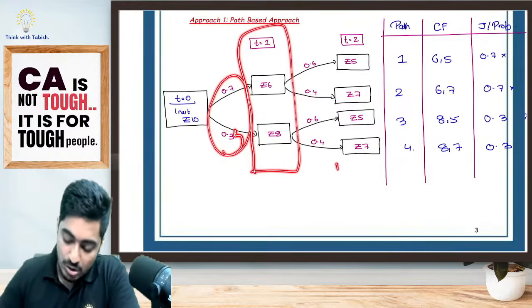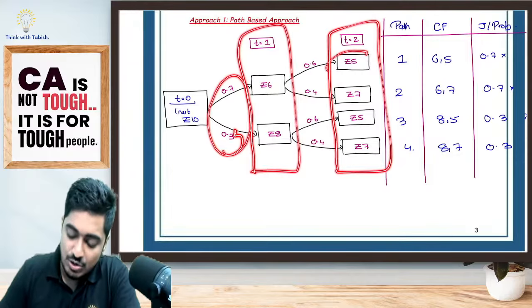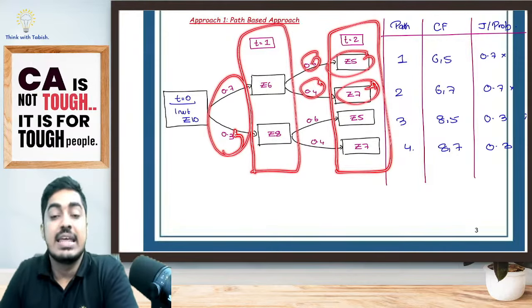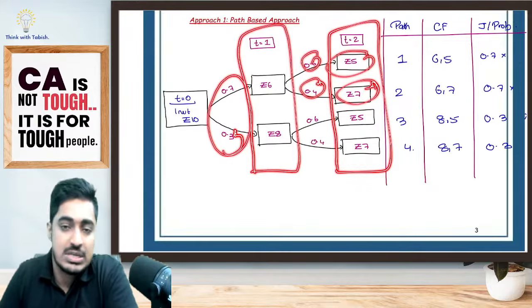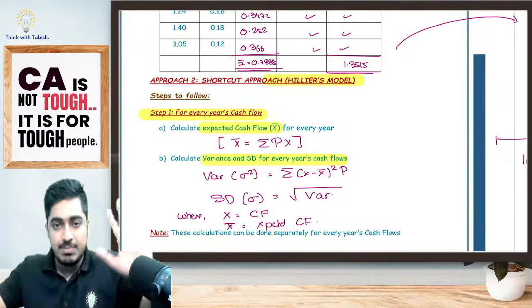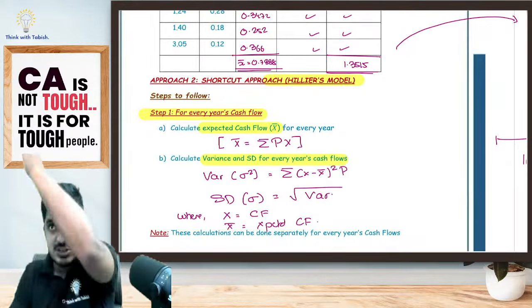Year 2, again, what all cash flow can be there? It can be 5 rupees or 7 rupees. Same thing is there. Do I know the probability? Yes. Will I know expected cash flow? Yes. Can I calculate risk? So he is telling, yes, forget NPV, forget project. Every year's cash flow you see.